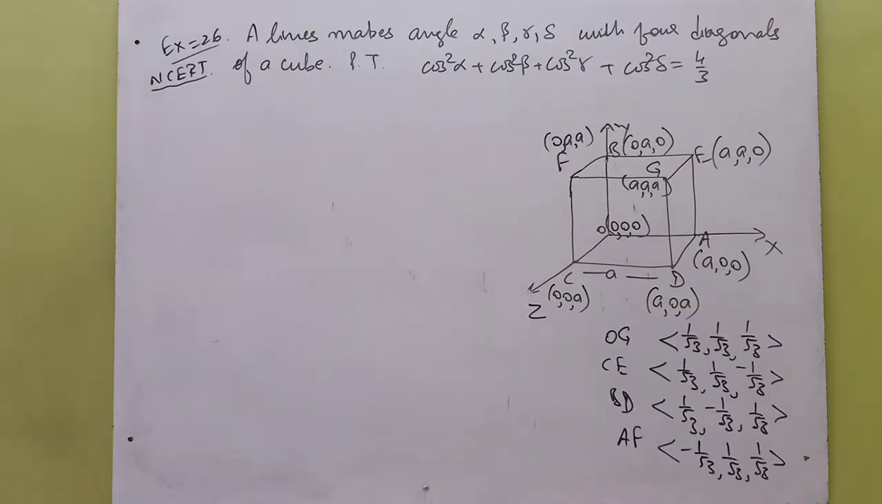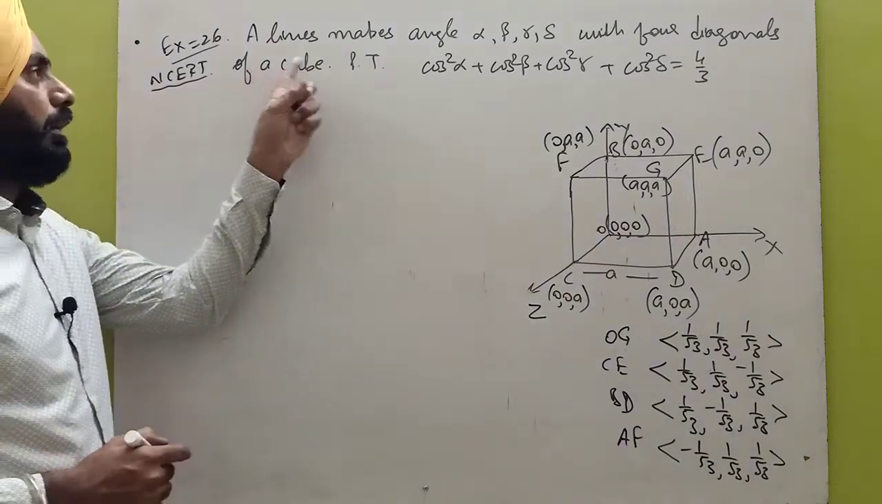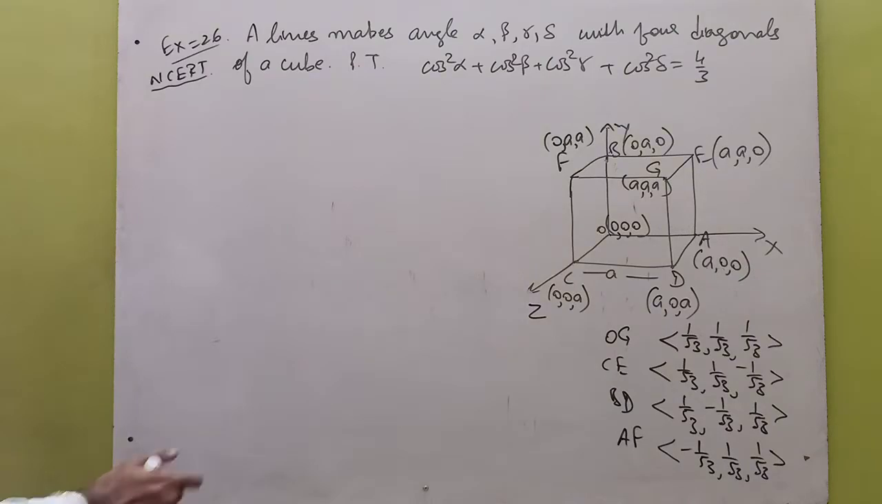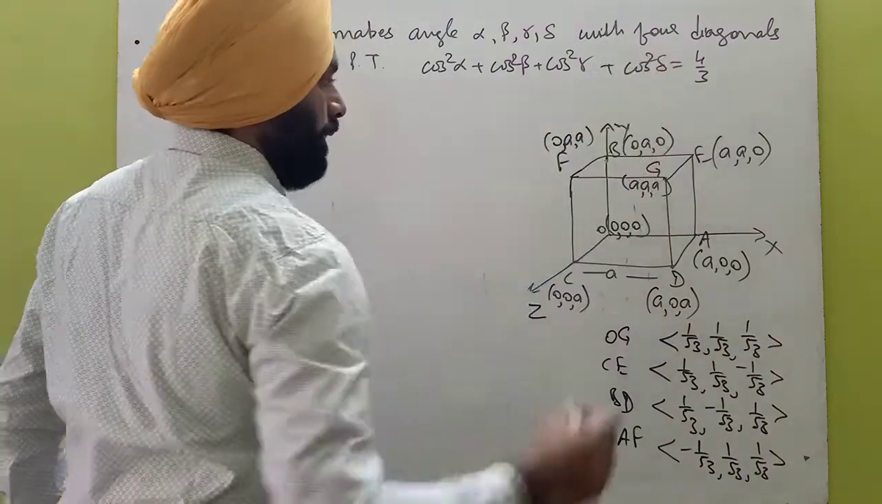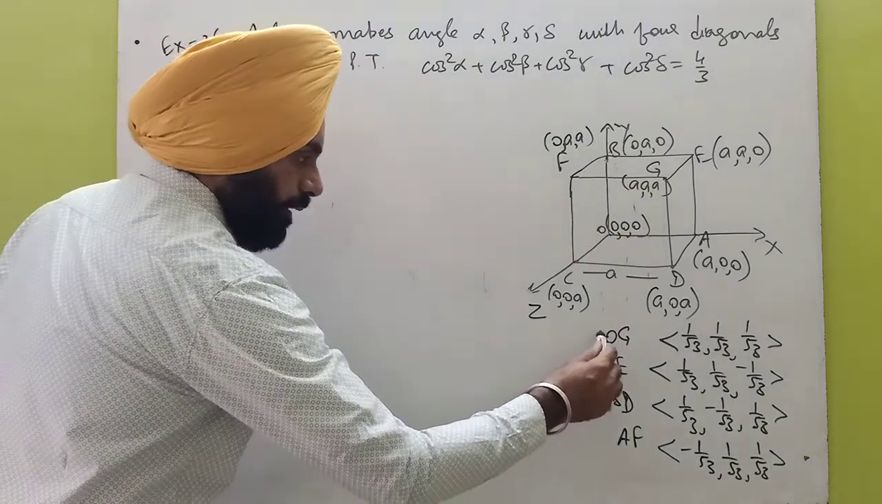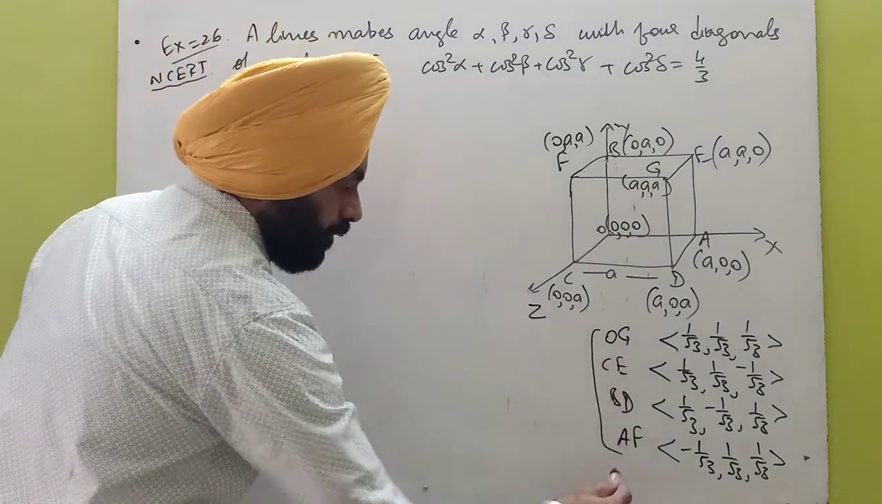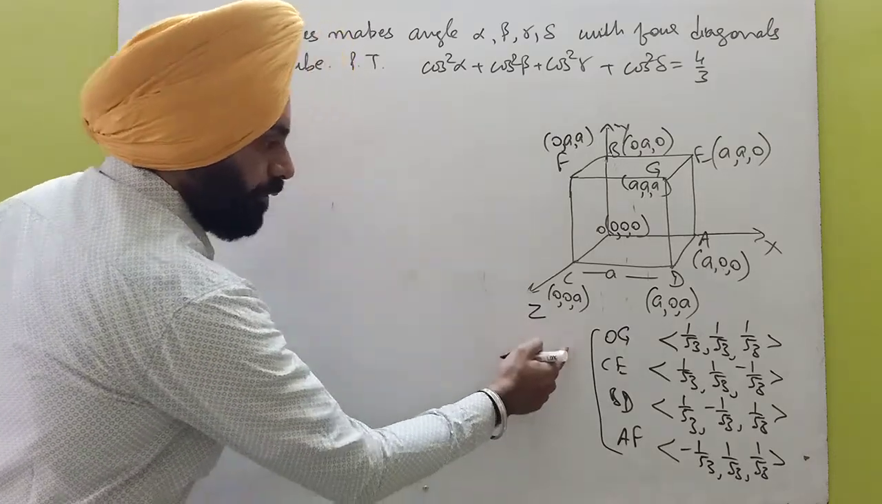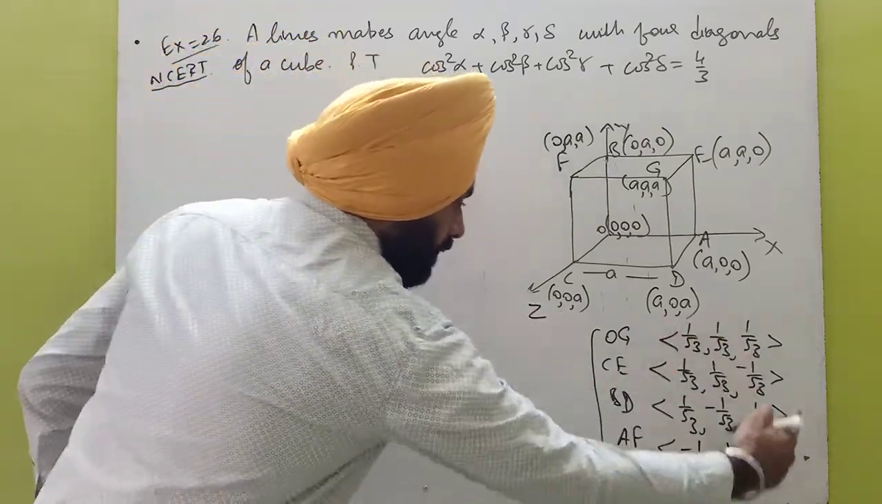Now consider example number 26 of NCERT. A line makes angle alpha, beta, gamma, delta with 4 diagonals of a cube. Then prove that this condition. Same diagram as in the last question and same question up to the direction cosines of all the diagonals. You have to repeat the question up to the direction cosines of all the 4 diagonals.